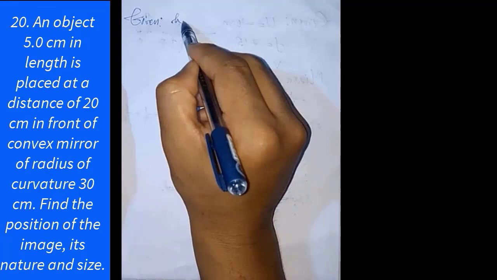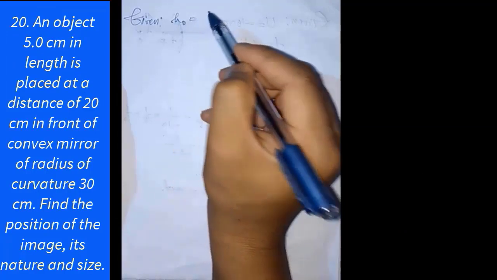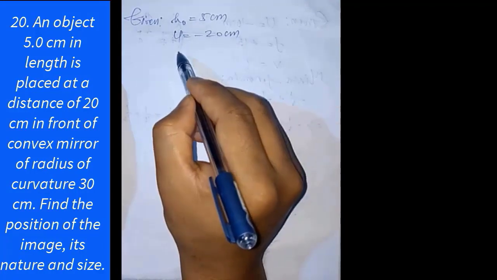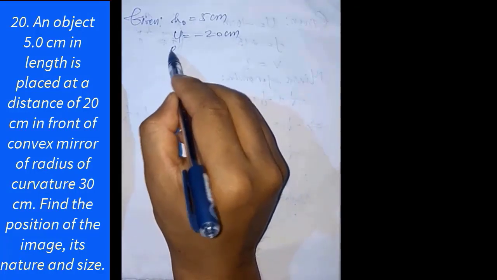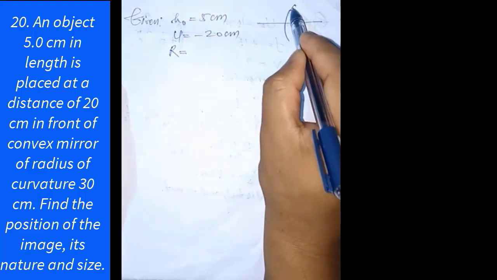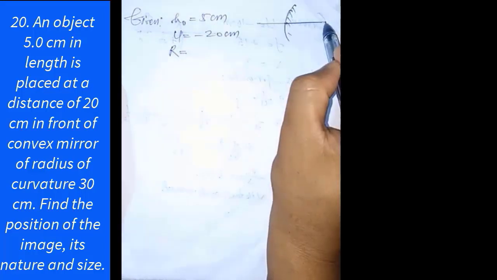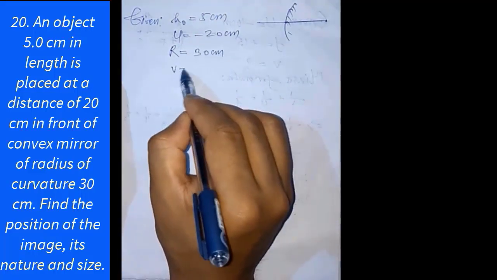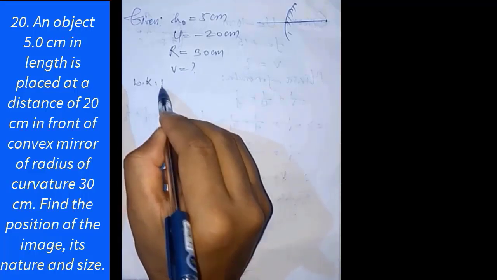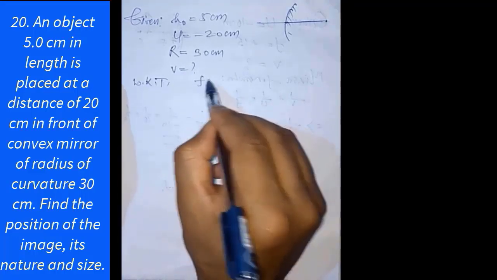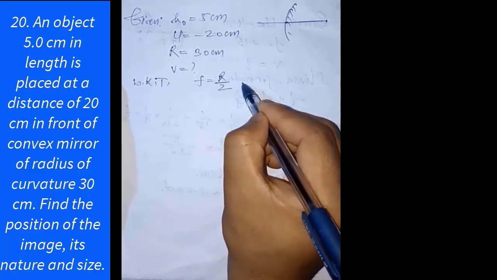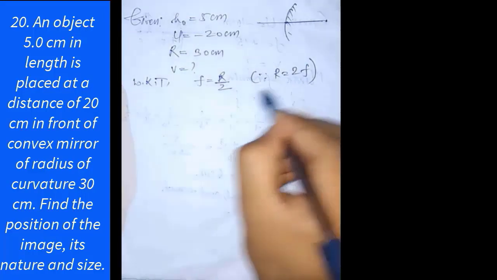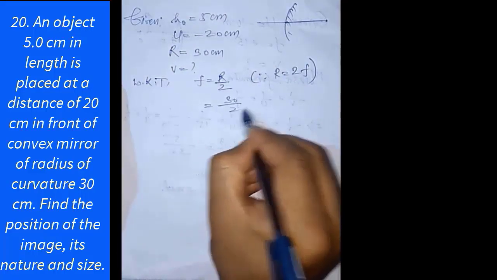Given: height of object is given, object distance is given, 20 cm, and radius of curvature is given. Since this is a convex mirror, the radius of curvature will be on this side, so it will be positive 30 cm. Now we have to find V first. We know that focal length is r/2, since r is 2 times the focal length. Okay, so we can do it like this.